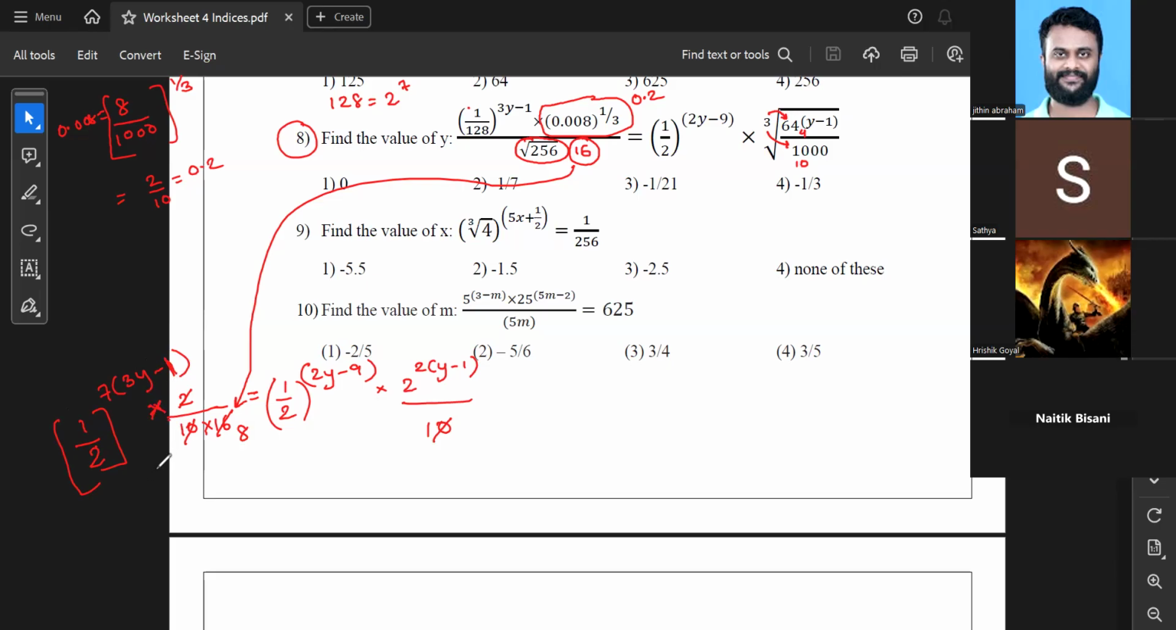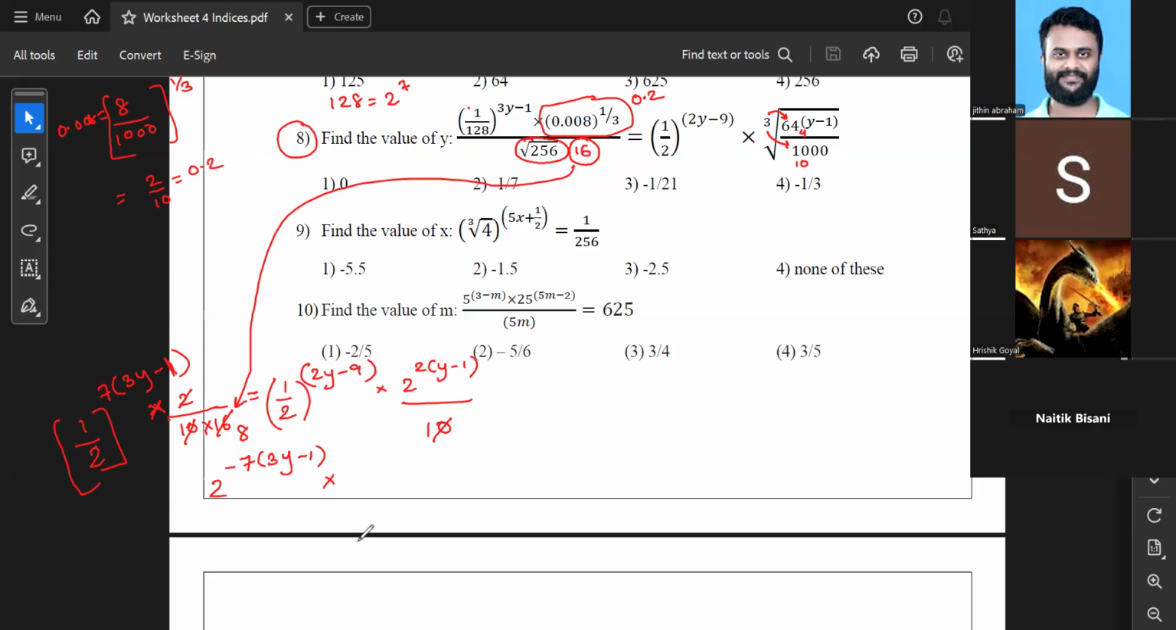Okay, now my next target is what? Everywhere there is 2. The only thing is over here I have 2 in the denominator, here also 2 in the denominator, and here I have 2 in the numerator. What I'll do, I'll take 2 in the numerator for all of them. Everywhere I'm going to do the same now. So I'll take this 2 in the numerator. This will become 2 raised to minus 7 multiplied by 3y minus 1. Is this clear?